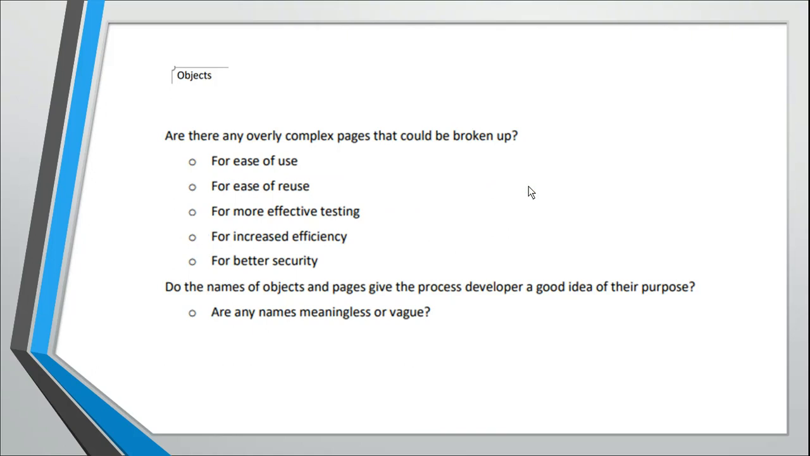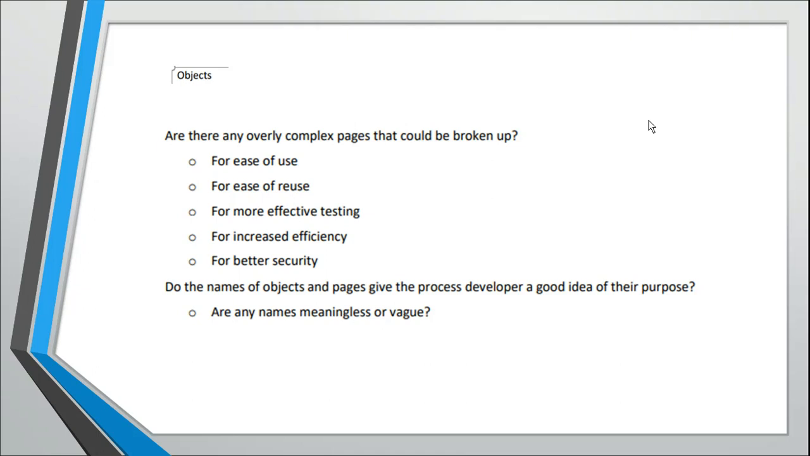Are there any overly complex pages that could be broken up for ease of use, reuse, effective testing, increased efficiency, or better security? These are the things that have to be added. Do the names of the objects and pages give the process developer a good idea of their purpose, or are any names meaningless? Naming conventions are an important thing before we design any objects. So designing the process and designing an object is very important and has to be mentioned in solution designs. Thanks guys, thanks for watching this video.